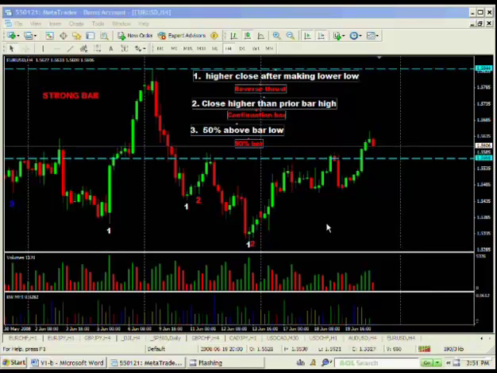Let's talk about market strength and market weakness. Now, what exactly is market strength and market weakness? Well, market strength is when the balance of supply and demand is tilted upward, and weakness is when the balance of supply and demand is tilted downwards.